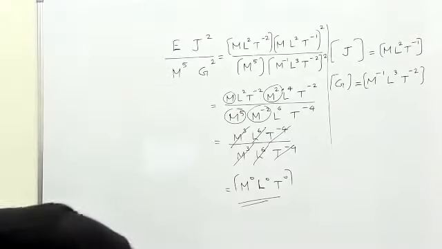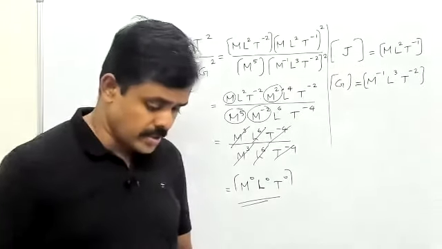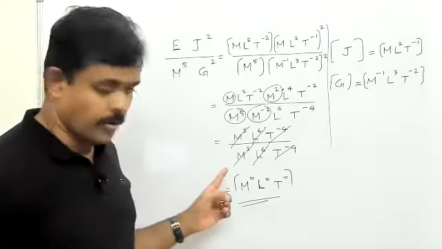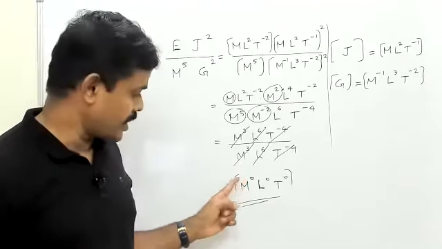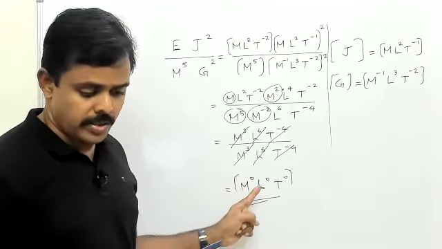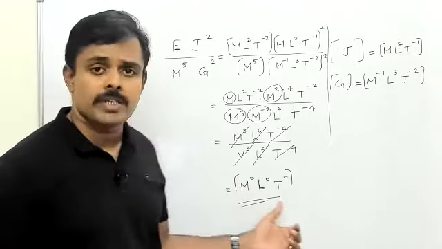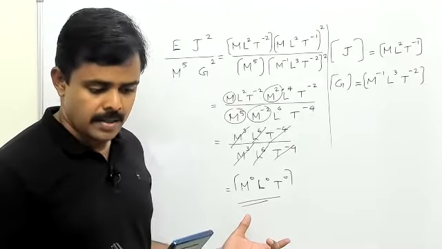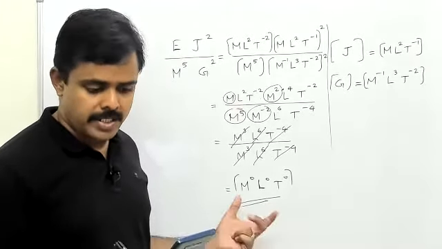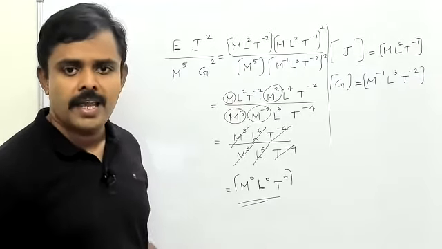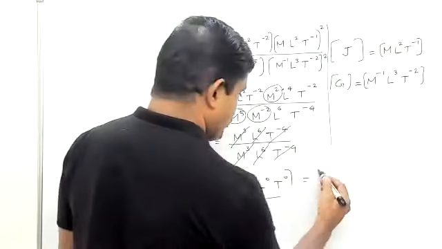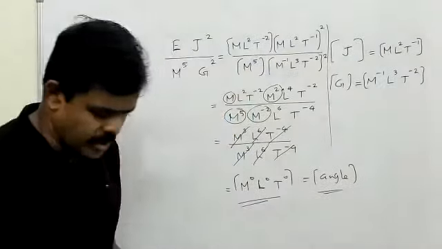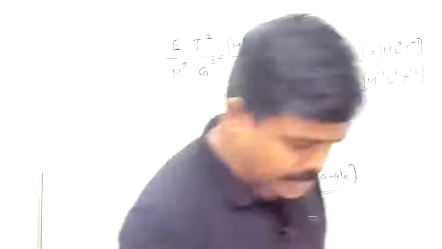Is that given in the options? M raised to 0, L raised to 0, T raised to 0. Tell me, is that mass? No. Yes, that's right, Sahid. That means there is no dimension. So option A can't match because length has L. Option B is mass. Option C is time. Option D is angle. So this is having the dimensions of what? Angle is a dimensionless quantity. Angles never have dimensions, okay?